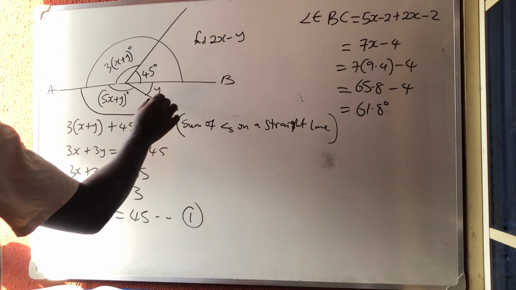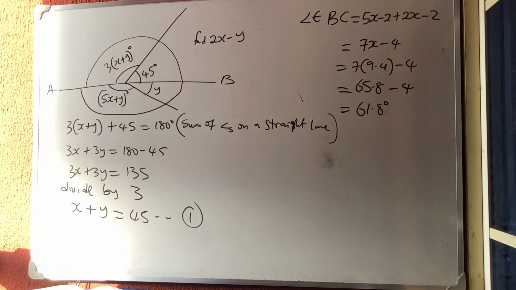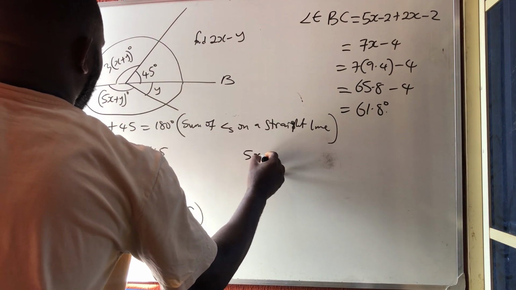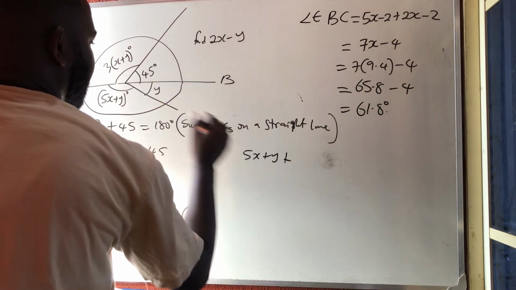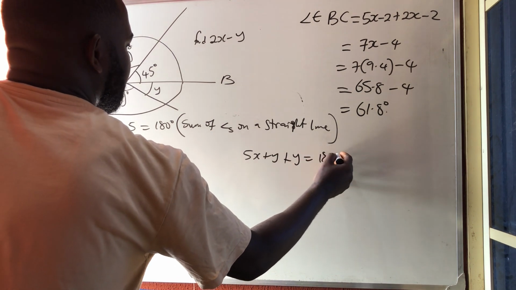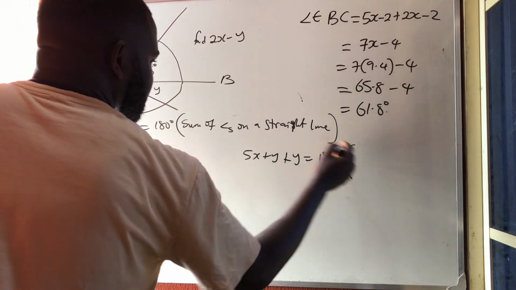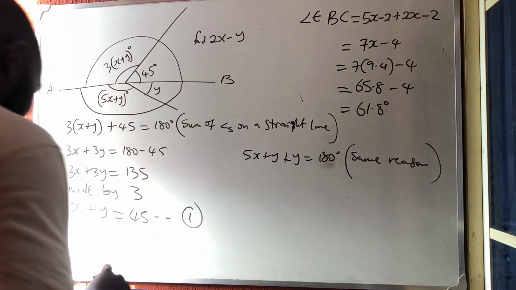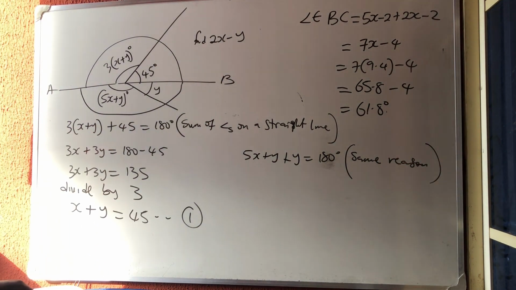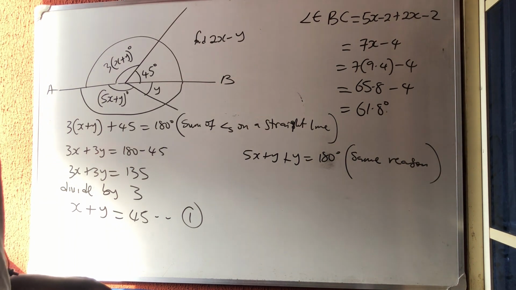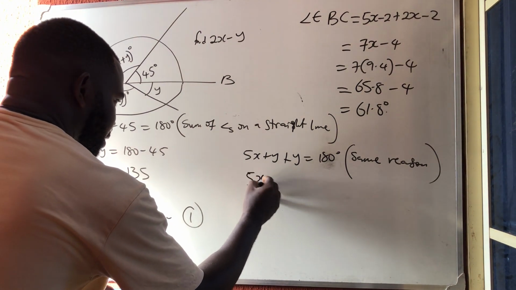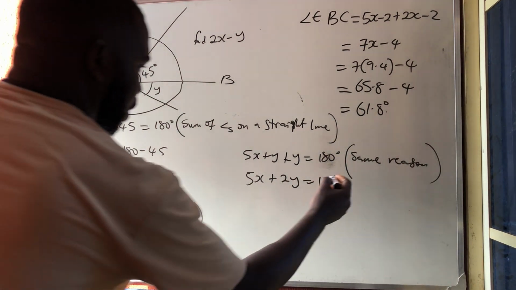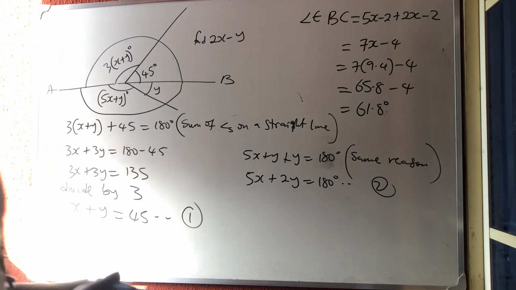From here, moving like this, you touch it. Another half of a circle, which we can easily tell them that 5x plus y plus this y again is equal to 180. And what's my reason? The same reason with this. Same reason. Okay, so what do we have now? We'll be having that 5x plus 2y is equal to 180 degrees. So this is equation 2. Nothing can divide everybody.